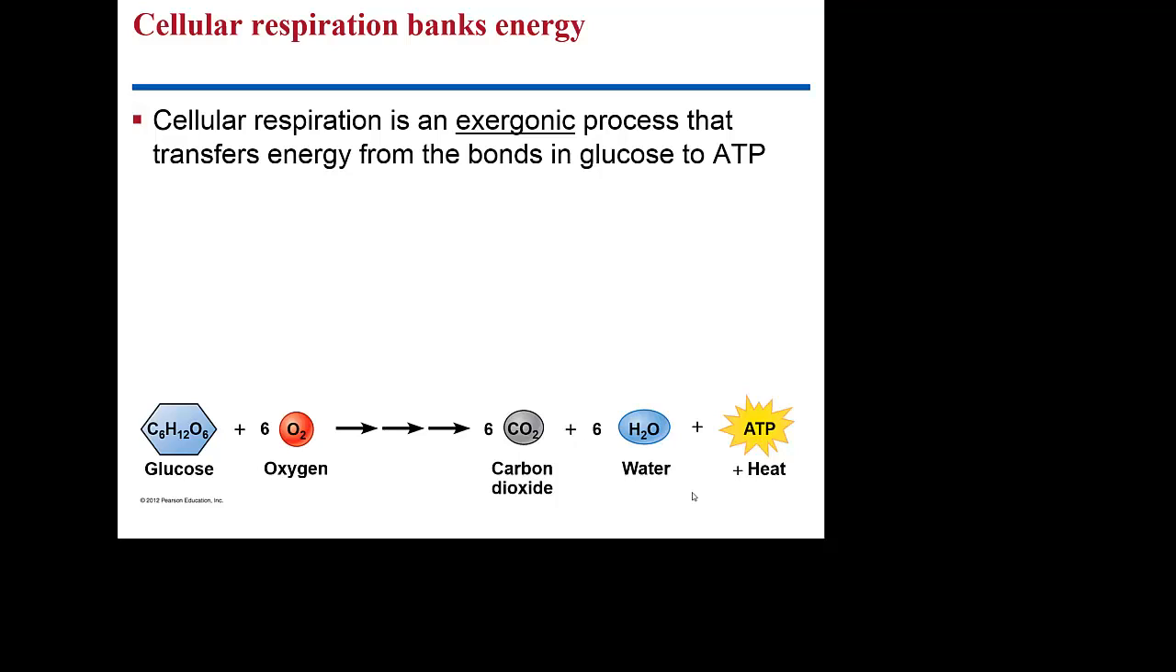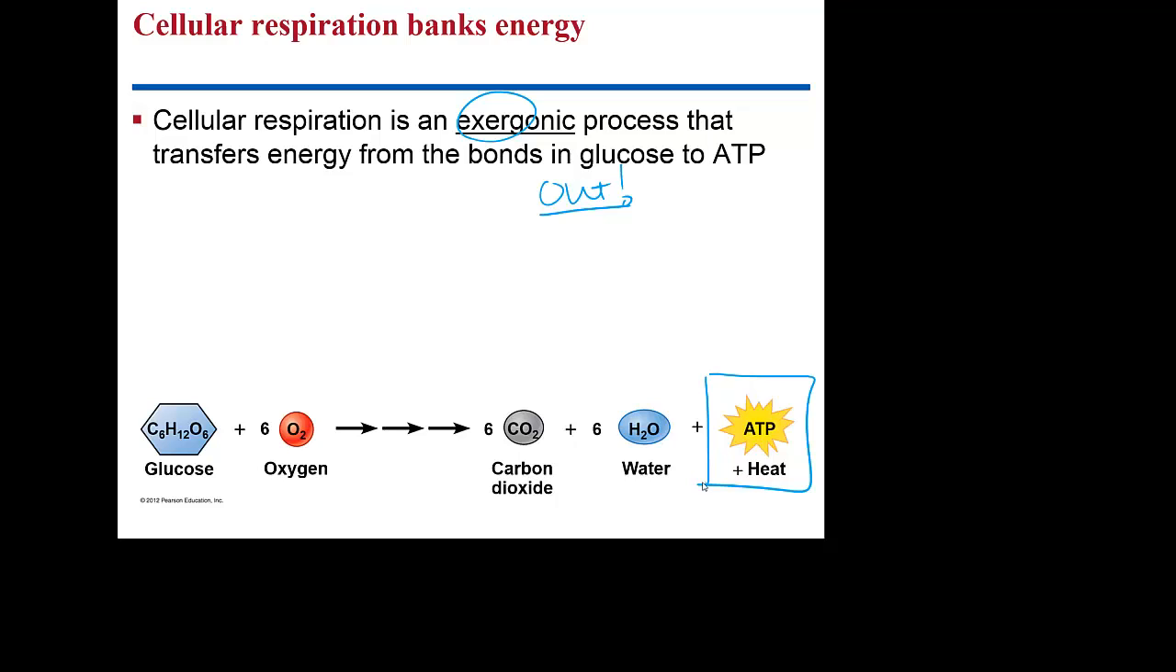Cell respiration is considered exergonic. Why? This is the formula for cell respiration. Why is it exergonic? Remember, exergonic means energy out, right? Well, you're getting energy out, ATP and heat.